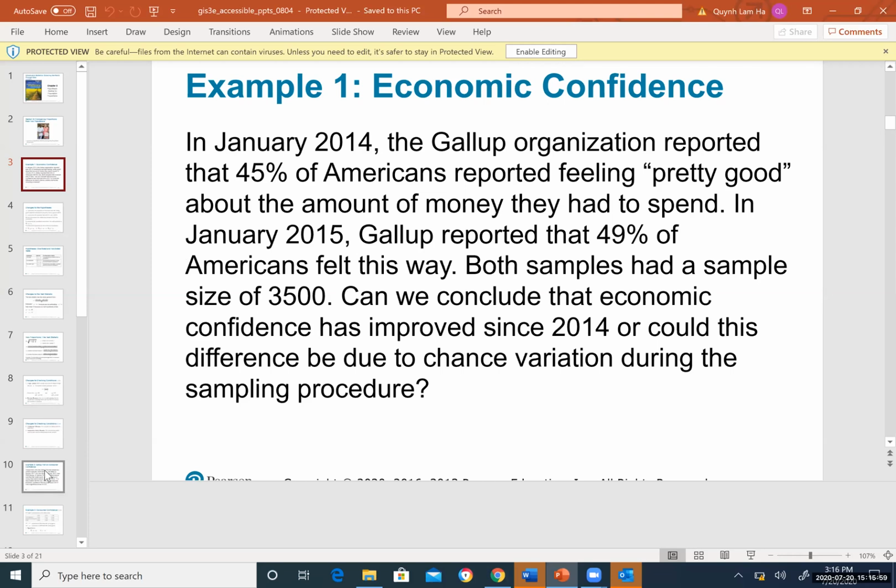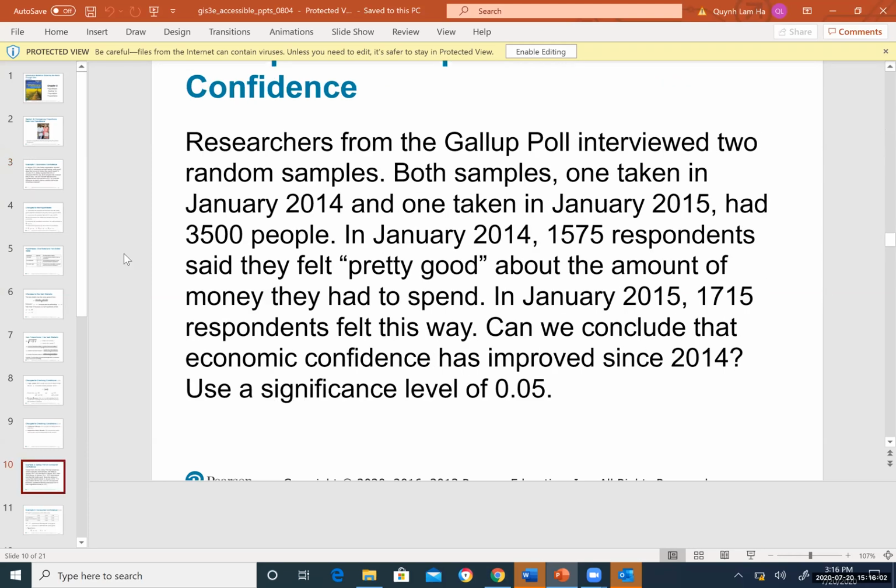But go back to slide number 10. So let's read this all together. Researchers from the Gallup poll interviewed 2 random samples. One taken in January 2014 and one taken in January 2015. Both had 3,500 people. It means you have n1 is 3,500 and n2 is 3,500. In January 2014, about 1,575 respondents said that they felt pretty good about the amount of money they had to spend.